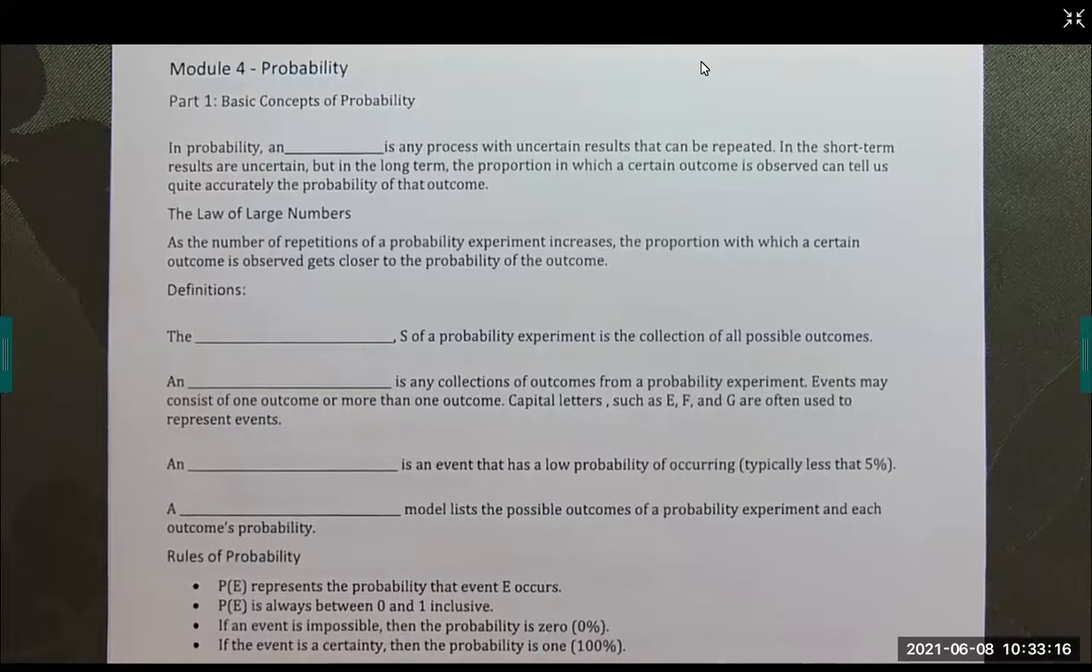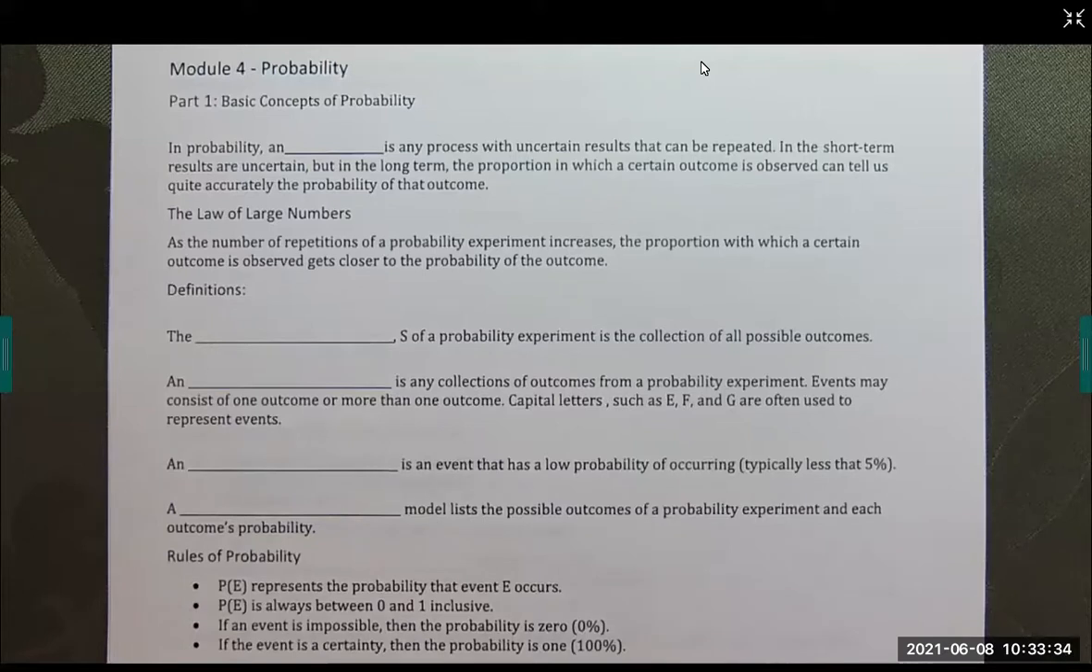Welcome back, everybody. We are at chapter 4, module 4, and we're talking about probability. Buckle up. This is the largest chapter in the entire course. Each section is quite dense as well. So here we go, part 1.